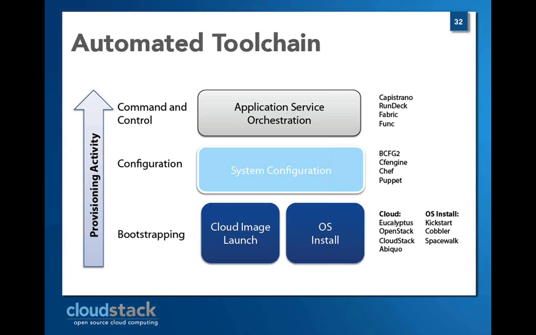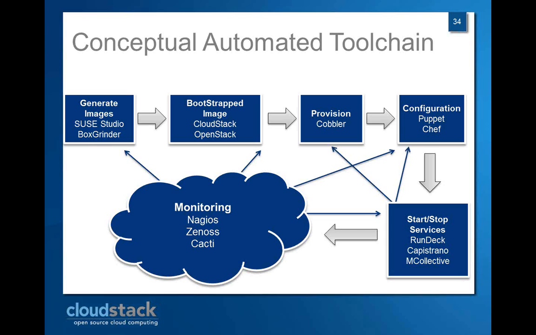This is the layer you have. If you look at it from the workflow perspective, this is the sequence of activities that you'll use, and here are some examples of tools that you use in each of these. You generate the image for the VM itself. You then kick off that VM. You might use, for instance, CloudStack to launch the VM.